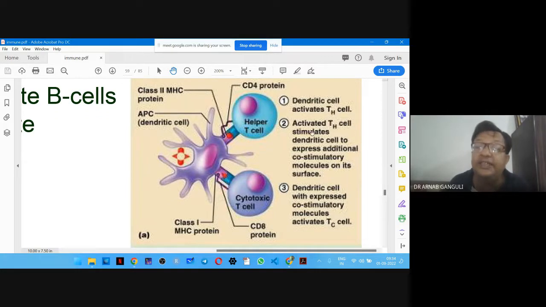So the activated TH cells stimulate the dendritic cells to express additional co-stimulatory molecules like interleukins and cytokines. And what they do, they activate the cytotoxic T cell. It is not killing yet, but it is getting activated. This is getting activated. It goes to the other tissue with MHC1, the virus infected tissue expressing this particular antigen, and it will go and kill it.